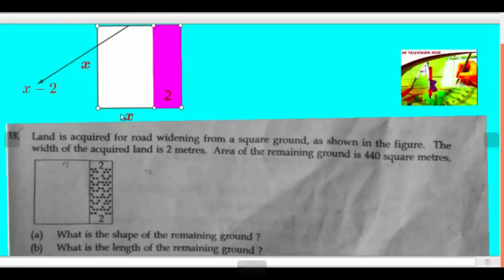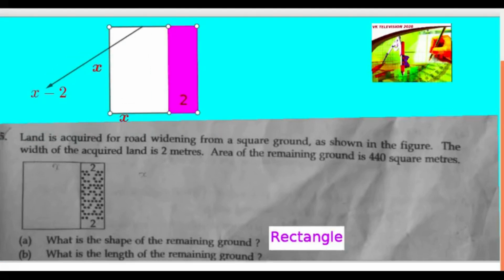We take this length as x. So this one is x minus 2. This length is x minus 2, and this one is x. So the shape of the remaining ground is a rectangle. So the answer to the first one is rectangle.